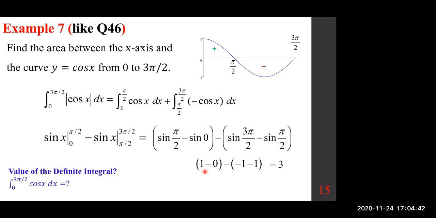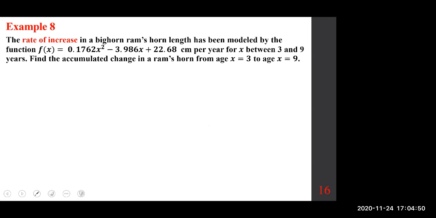I'm going to look at one more example. I don't want to spend too much time on that. I'm interested again to just show you the process. So here's the next example and the last one. Again, the rate of increase is given, lowercase f, as a very complicated function, because it's really a real world function. That's why the functions are not nice and easy to deal with. So f of x is 0.1762x squared minus 3.986x plus 22.68 centimeters per year. Let's just write that. I want everybody to pay attention to this.